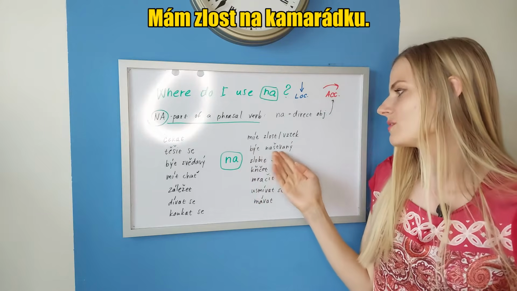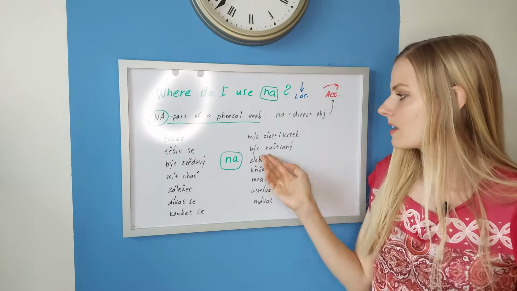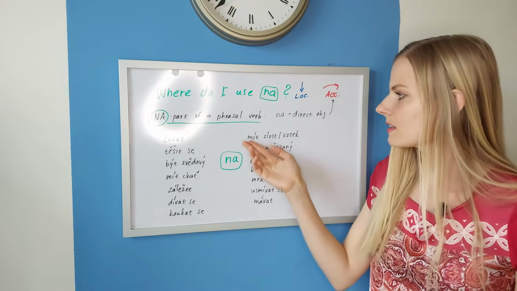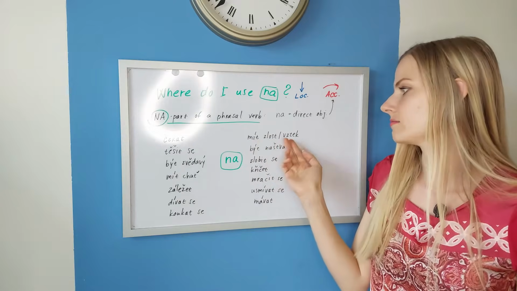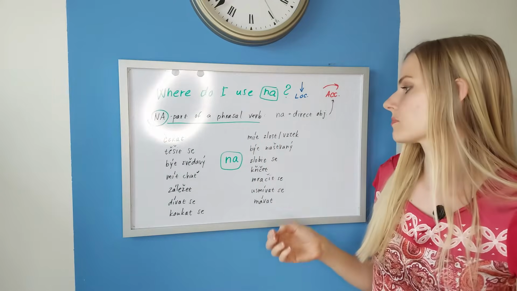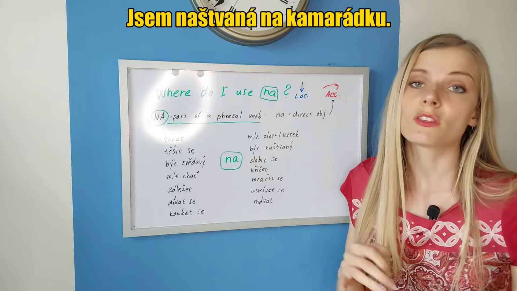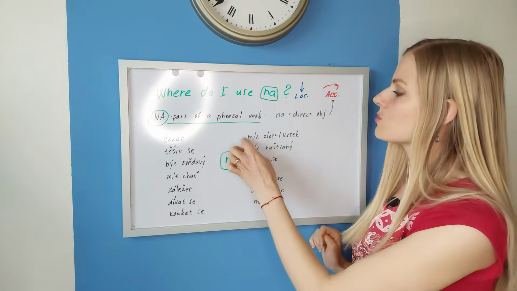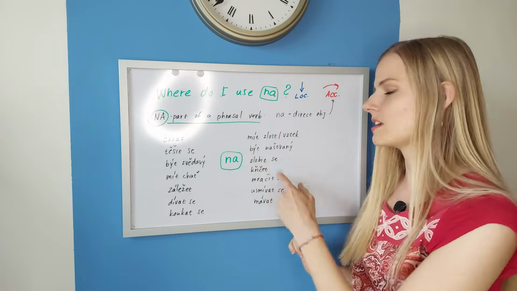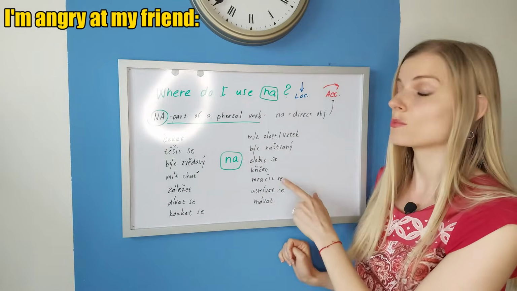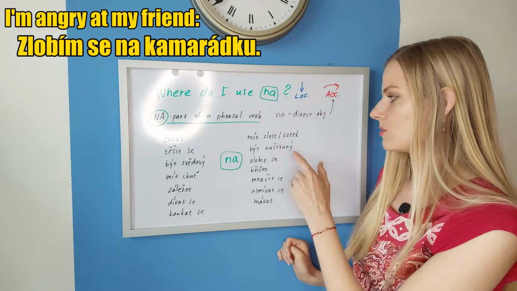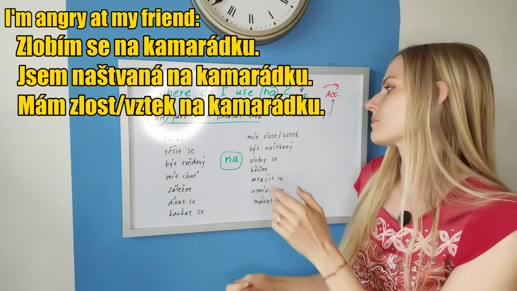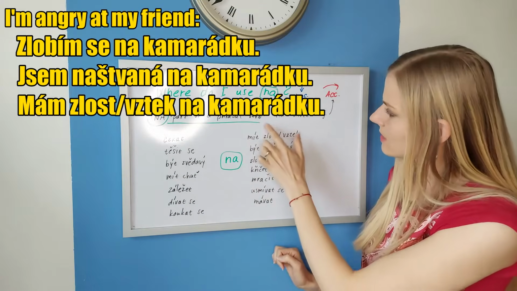The same here. Naštvaný. Jsem naštvaná, jsem naštvaný. I'm angry, just expressed differently. This is an adjective, I am angry, and this is I have anger. Also, jsem naštvaná na kamarádku. Zlobit se, this is a verb and it also means to be angry. So these three are practically the same thing. It means to be angry at. So I can say, zlobím se na kamarádku, expressing it with a verb. Jsem naštvaná na kamarádku with an adjective. Mám zlost nebo vztek na kamarádku. Expressing with the verb to have and a noun.